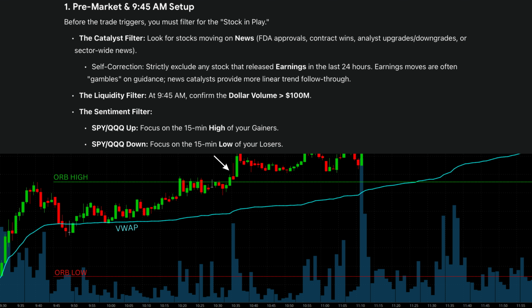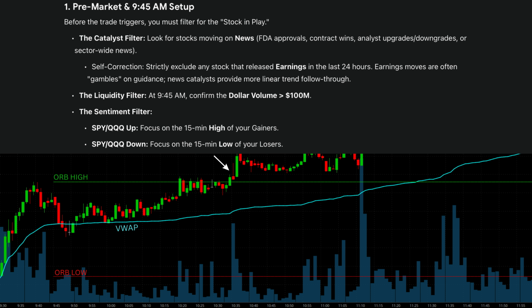The catalyst filter. Look for stocks moving on news, FDA approvals, contract wins, analyst upgrades/downgrades, or sector-wide news. Self-correction. Strictly exclude any stock that released earnings in the last 24 hours. Earnings moves are often gambles on guidance. News catalysts provide more linear trend follow-through.